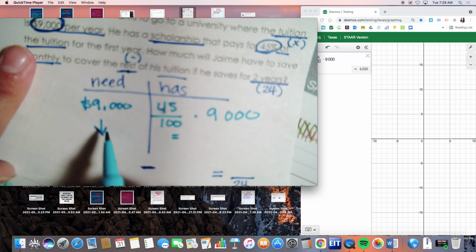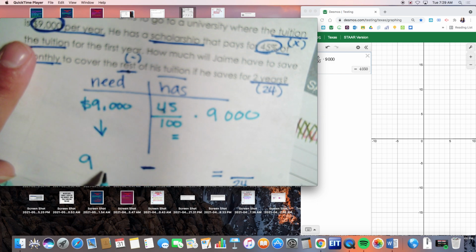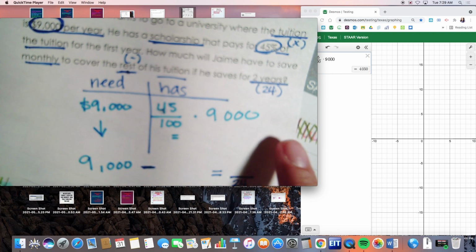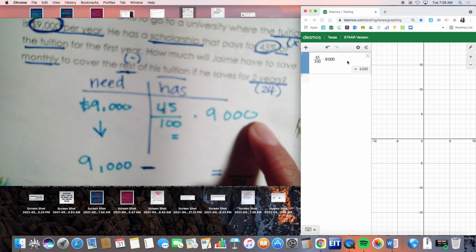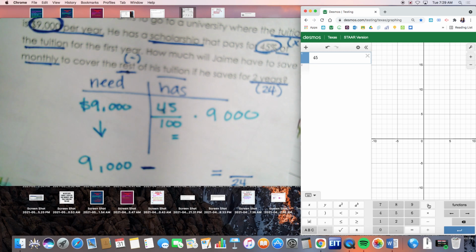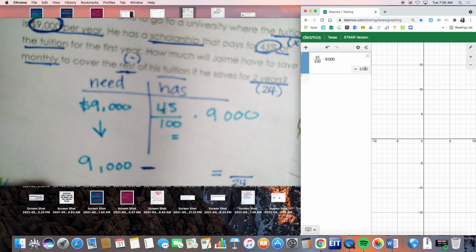This I already know is not going to change, so I'm going to go ahead and bring this down to subtract, and I need to figure out how much 45% is of 9,000, which I have here, but let me go ahead and work it out in front of you. So I'm going to do 45 over 100, and then you have to hit the arrow button. You do the multiplication, which you see is a little dot, not an X, and then you do 9,000. So that scholarship is really going to cover 4,050.